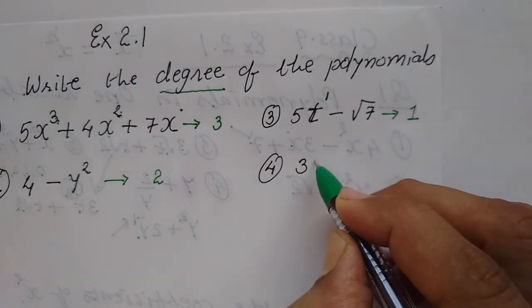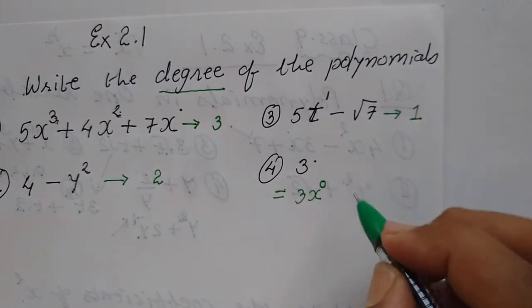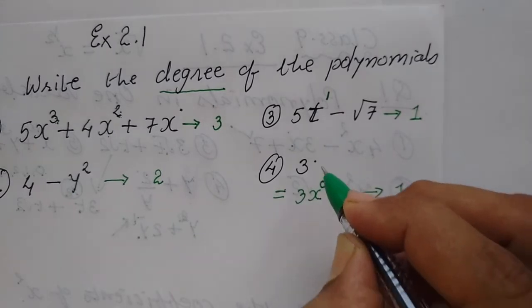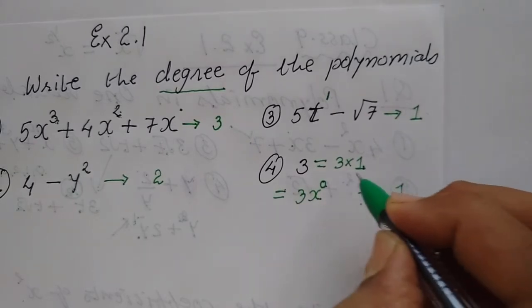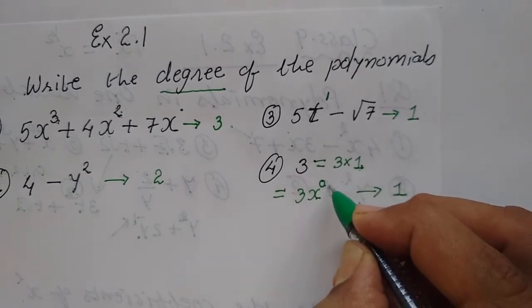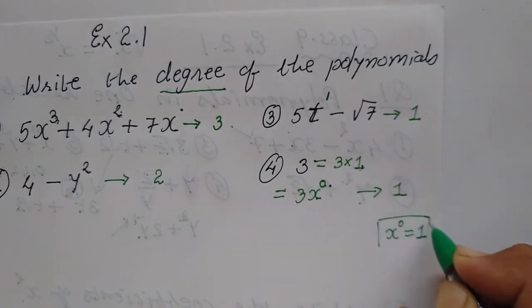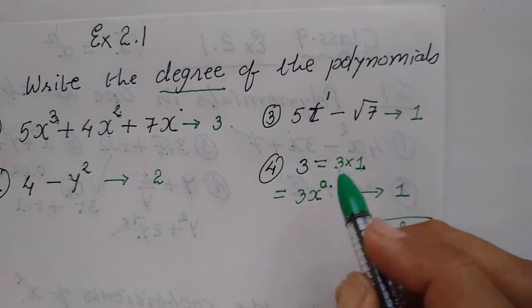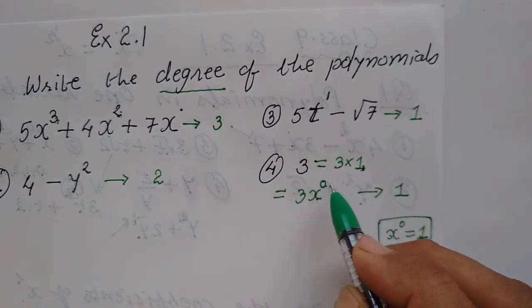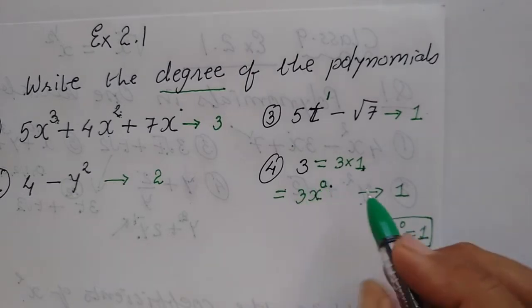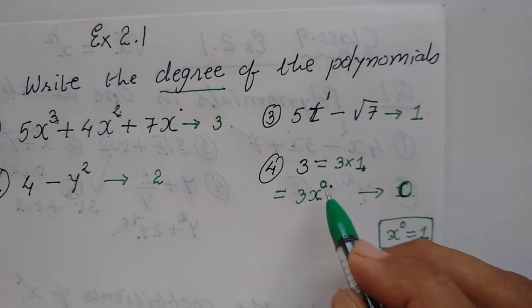And here, children, 3: we can write it this way, 3x⁰. So the answer is 0, children. x⁰ means what, children? It is 1. 3 into 1. So this 1 is nothing but x⁰. You know that x⁰ is equal to 1, children. This rule you studied. So 3 equals 3 into 1, and this 1 is replaced by x⁰. Now the degree of this polynomial is 0.